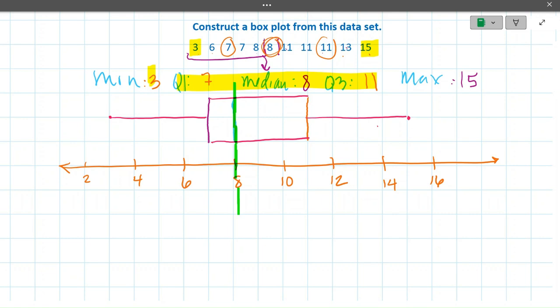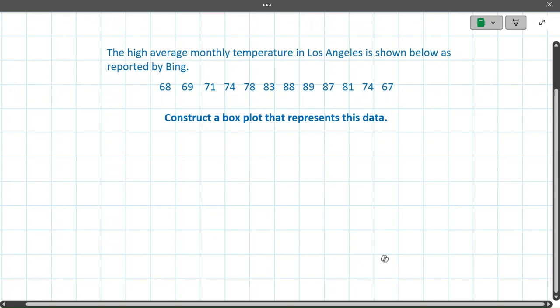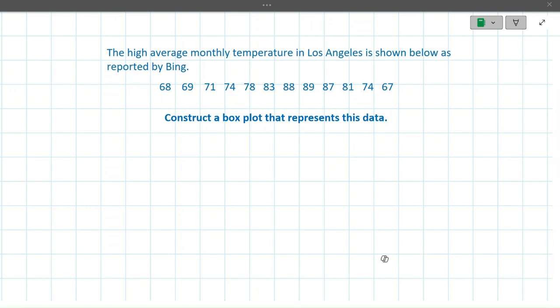Now let's look at why that matters in a real world problem. Here's our real world example. These are the monthly average high temperatures in the city of Los Angeles as reported by Bing. We're going to create a box and whisker plot that shows the distribution of high average monthly temperatures in LA.